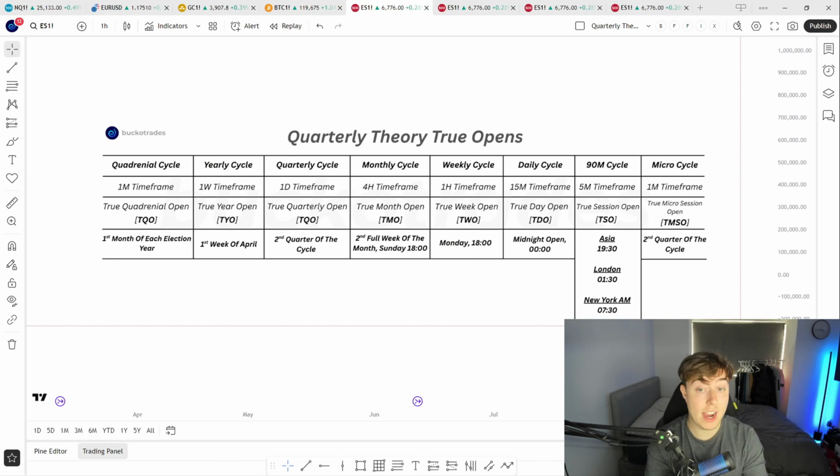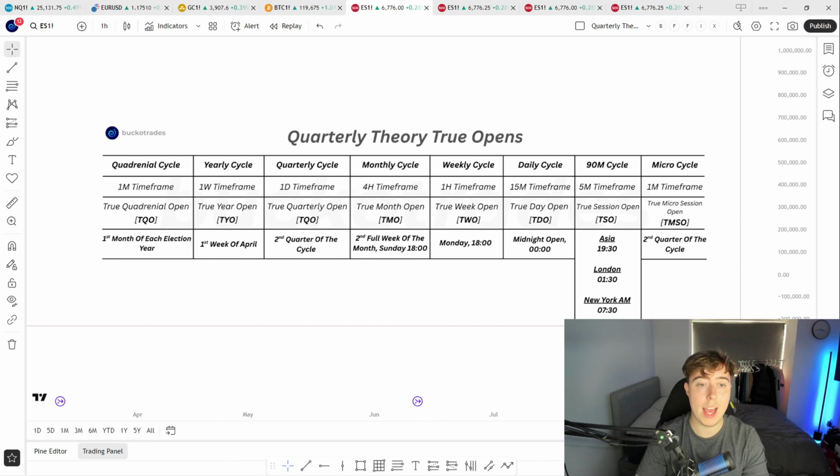And yeah, so then finally for the microcycle, we can't obviously say a specific time, or we'd have a massive list of every single true micro session open, which is viewed on the 1-minute time frame. True micro session open, the TMSO. And again, the way I've just put this is second quarter of the cycle, because like I said, if I was to list every single true micro session open in a day, there'd be loads. There's like 30, 40 true micro session opens within a day. But yeah, I'm sure you guys can work that out.